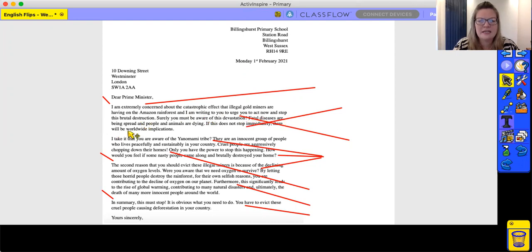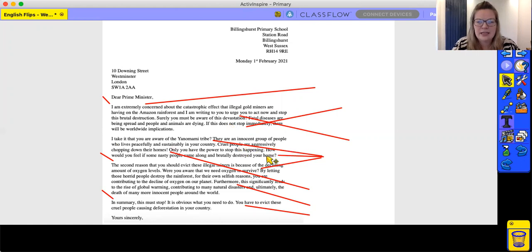"Fatal diseases are being spread and people and animals are dying. If this does not stop immediately, there will be a worldwide implication." So here I've picked up the vocabulary "urge", "extremely", "devastation", and then I've used words such as "stop". Really powerful words. They need to stop doing this, otherwise it's going to destroy the world.